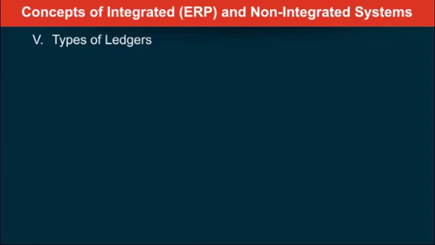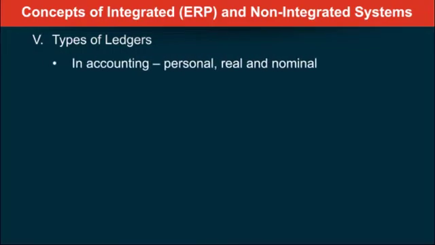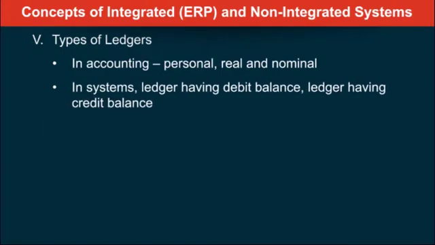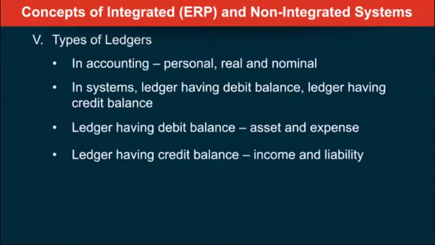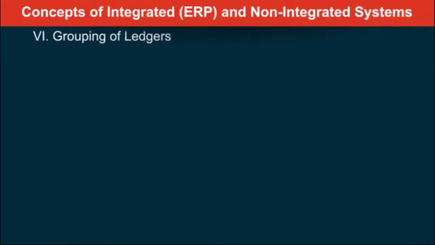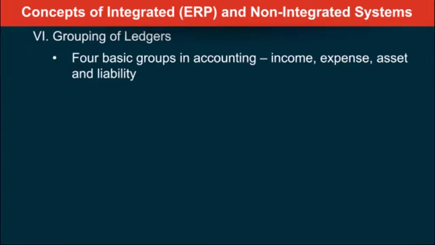What are the different types of ledgers? Not really different from what we have in accounting. In accounting, we have three types, isn't it? Personal, real and nominal. However, in systems, we have a ledger with a debit balance and a ledger with a credit balance. A ledger having a debit balance is your asset and expense. That concept does not change. However, what changes is we don't call it strictly in terms of personal, real and nominal. That nomenclature is removed. So ledgers having credit balances are income and liability. There are groupings of ledgers also. You have four basic groups in accounting: income, expense, assets and liabilities, right? There are many subgroups also.